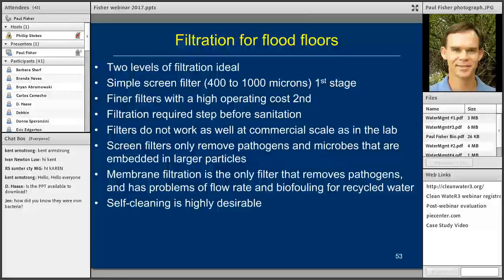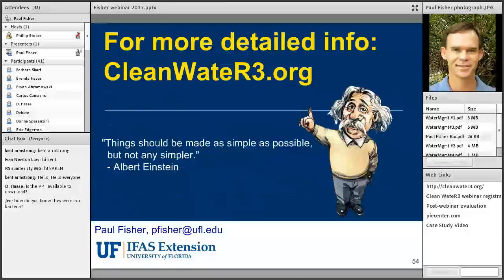Self-cleaning is highly desirable to reduce the amount of labor to maintain the filter, and have a plan for what you're going to do with that backflush solution, especially if you're using a nutrient solution. So with that, I'm ready to take any questions.